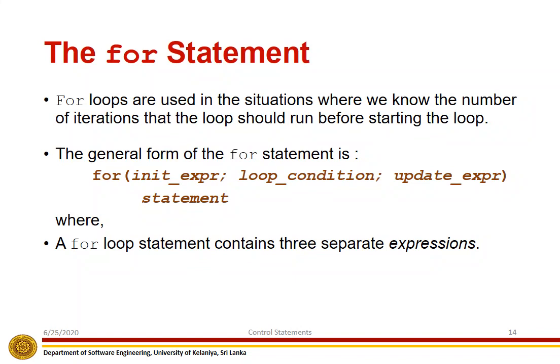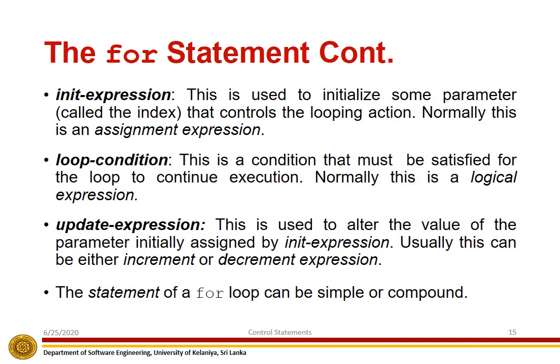A for loop statement contains three separate expressions. The first one is the init expression. This is used to initialize some parameter, or we can call it an index, that controls the looping action. Normally this is an assignment expression. Then the second one is the loop condition. This is a condition that must be satisfied for the loop to continue execution. Normally this is a logical expression.